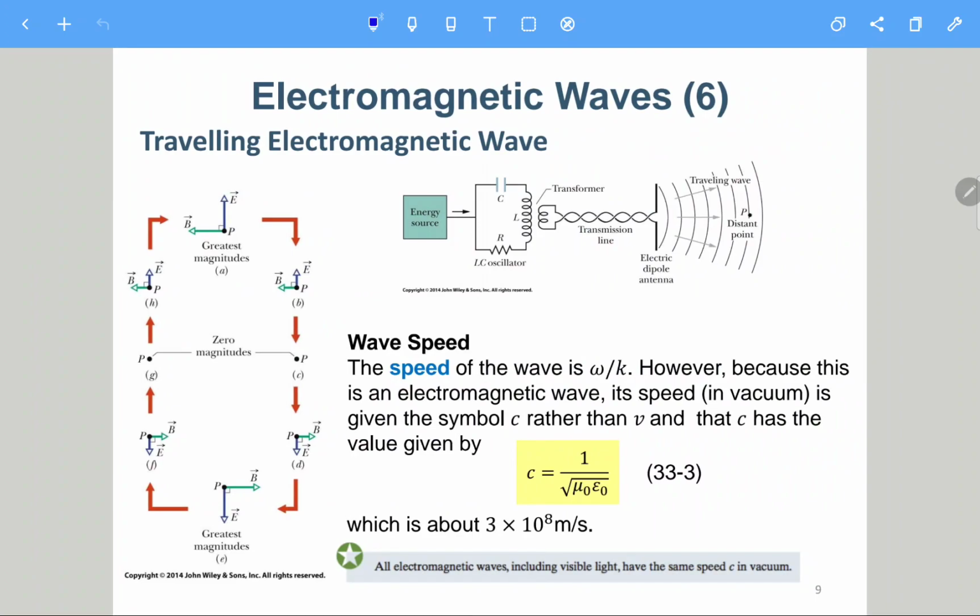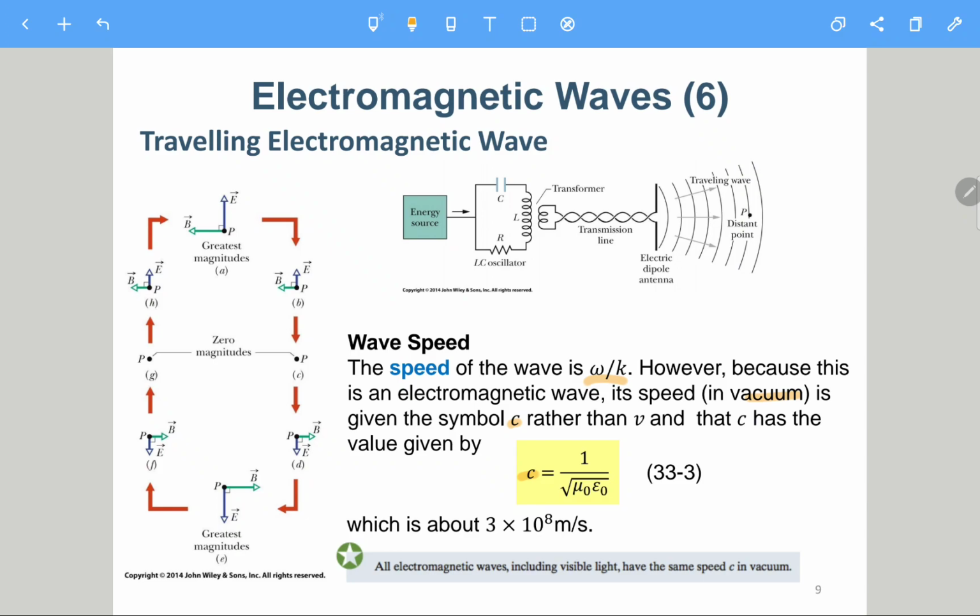And next, we'll consider the wave speed, because the EM wave should be propagating in space, so there should be a speed for this wave, and the speed will be omega over k, and another more famous equation is c. Because this is an electromagnetic wave, its speed in vacuum is given by the symbol c rather than v. We'll always use c to represent the speed of light in the vacuum or in the air. The speed should be almost the same. So here c will satisfy this equation: c equals 1 over square root of mu naught epsilon naught.